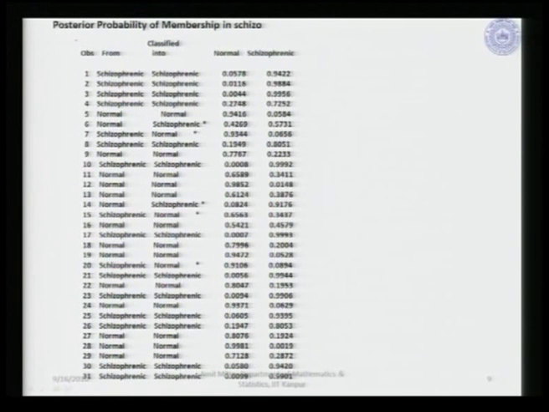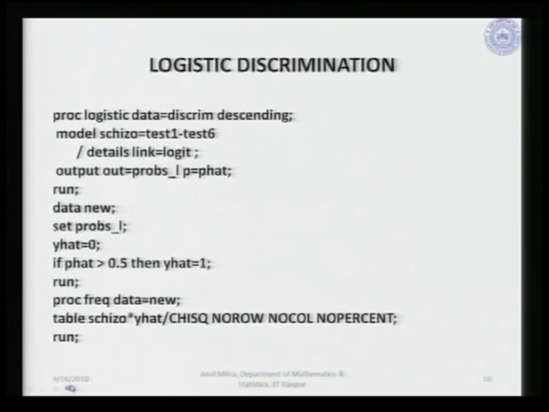Now, similar is the interpretation when we look at once again the posterior probability membership into the class schizophrenic. We have once again, based on such posterior probabilities, the classifications. We have misclassifications in some cases, 17 in all. So, these are misclassification rows here, the others are getting correctly classified using this quadratic discriminant function.